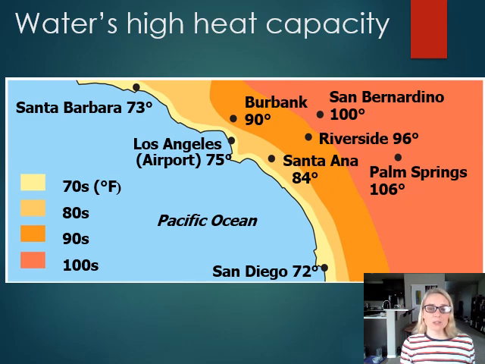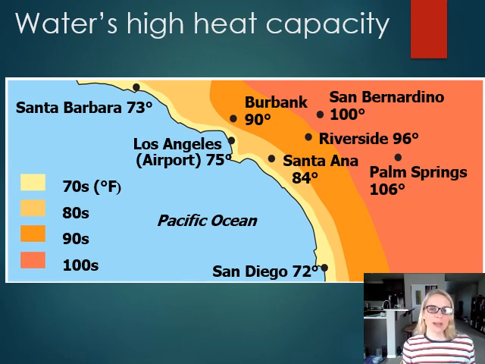Okay, and related to specific heat is this idea of heat capacity. The example that I'm going to give for this one is climate, or how large bodies of water can impact the temperature. Here we have a map of Los Angeles, Santa Barbara, San Diego, that part of Southern California. If we go inland, we can see Santa Ana, Palm Springs, Riverside, San Bernardino, and the temperature variation. When you're in the 70s at the coast, you might be in the hundreds further away in the desert area.